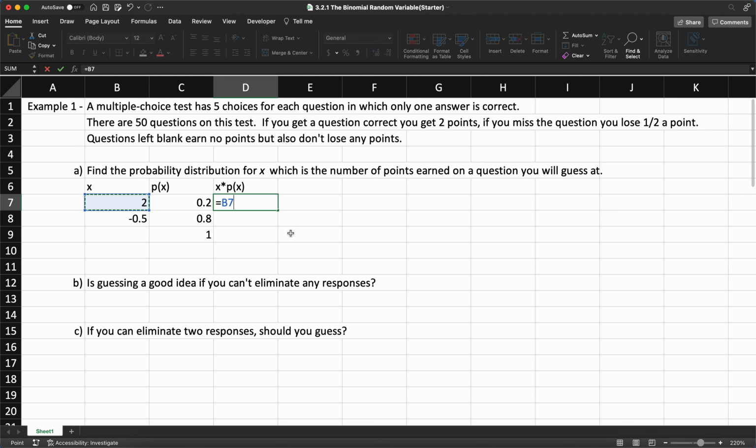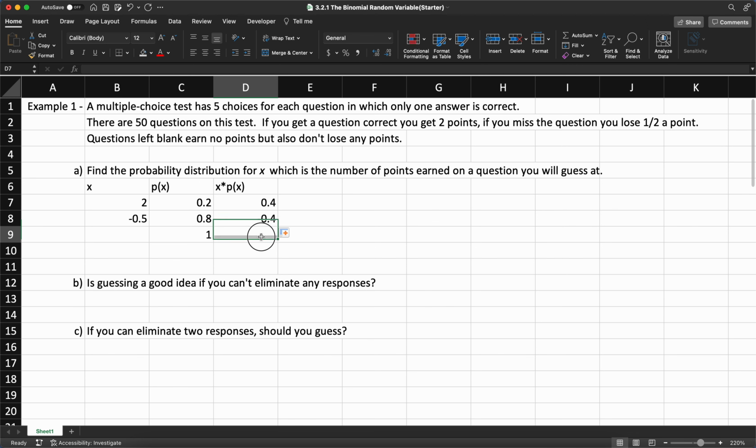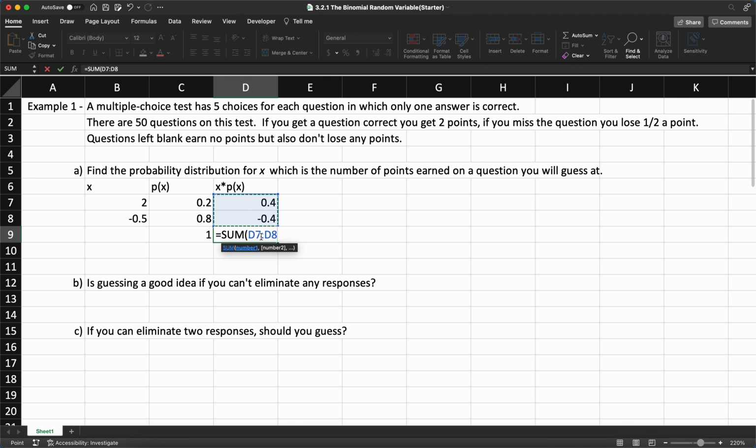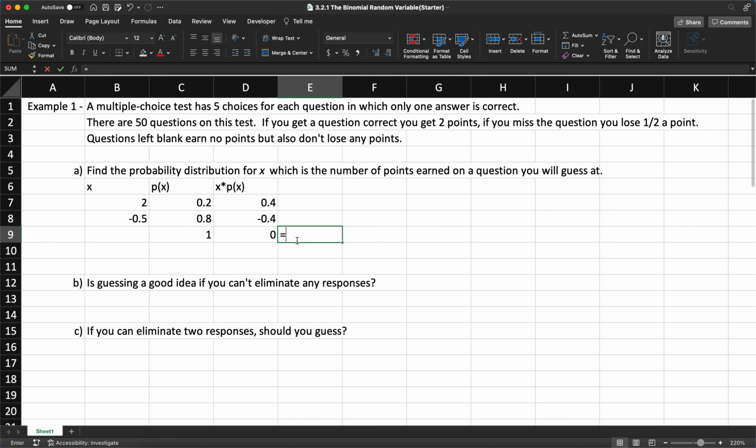So I start by multiplying these 2 values. I can copy that formula down, and then I'm just going to sum that up, and that'll give me the mean of this distribution. And the mean came out to 0. So this right here is mu. This is my expected value.